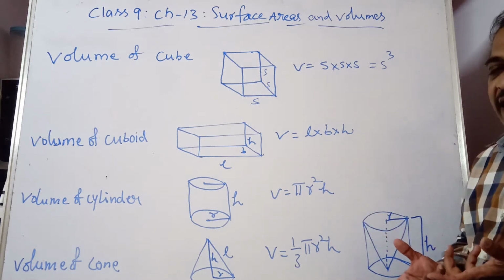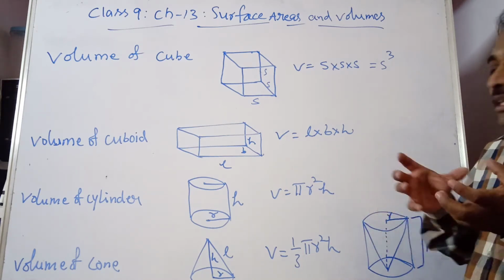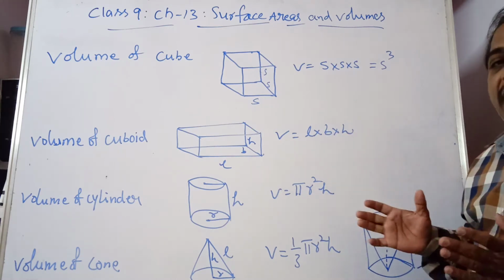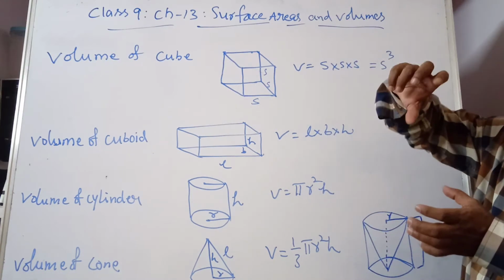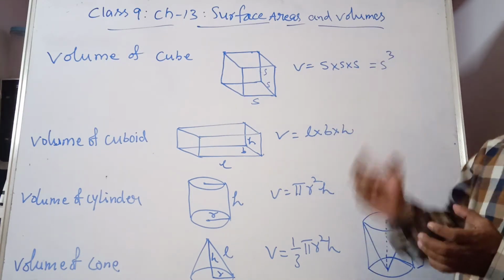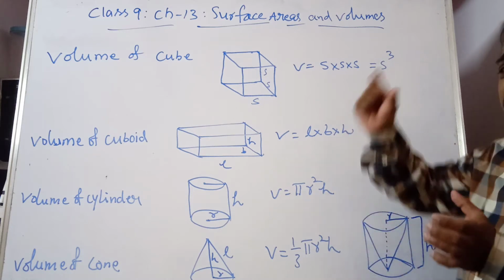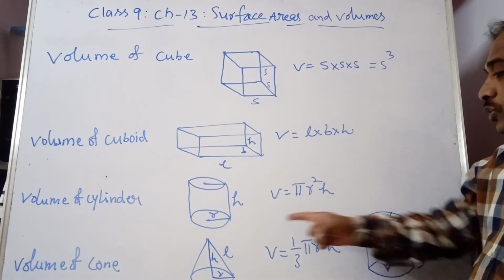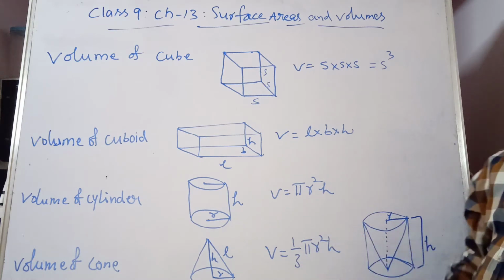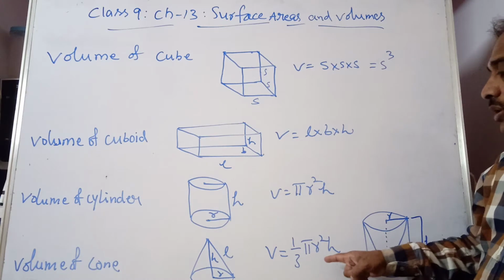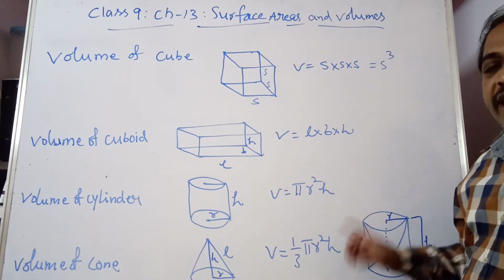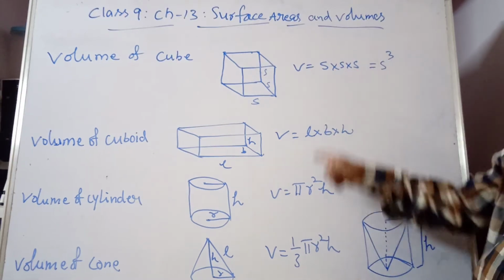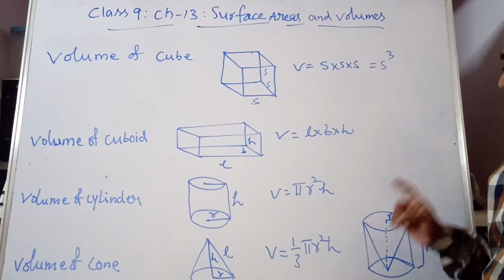We can do this practically in the mathematics lab with equipment which has a cone and a cylinder with the same radii and height. When you pour water and fill it, you need to fill 3 times to pour the water into the cylinder. So the volume of the cone is 1/3 of pi r square H. What is the volume of the cone? 1/3 of pi r square H. Volume is measured in cubic units.